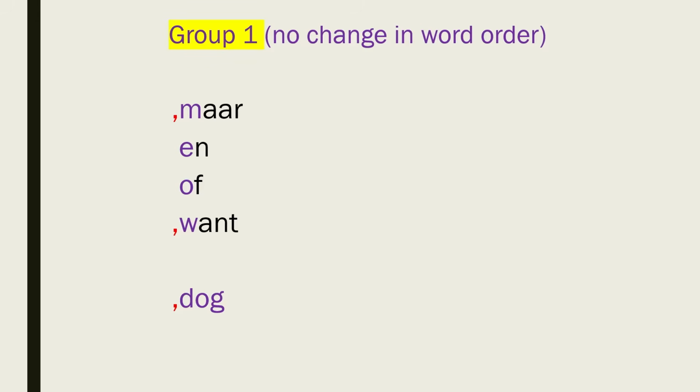And please remember your punctuation. Your maar gets a comma, your want gets a comma, and your dog gets a comma. Very important with group 1, there's no change in the word order.